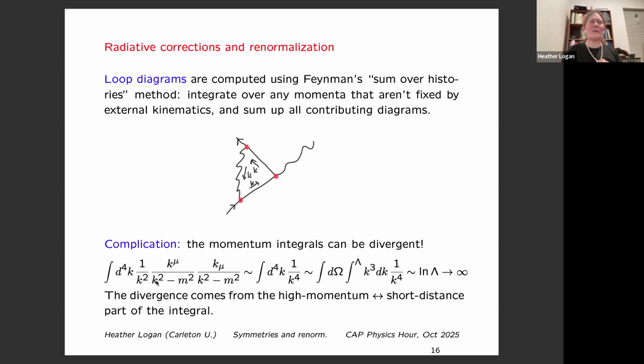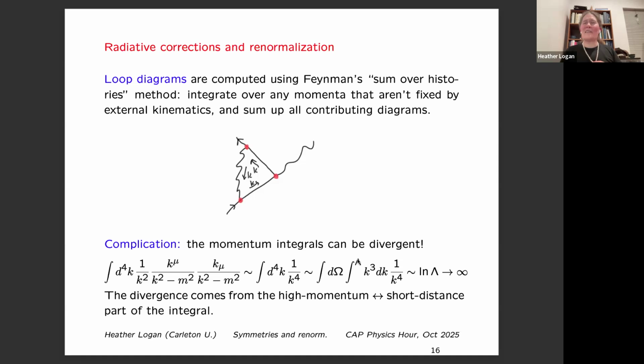And if you look at the powers of k, when k squared is large compared to m squared, there's d4k, 2 powers of k in the numerator, and then 6 powers in the denominator. So that's a net 1 over k to the 4th. And you can do these integrals in basically the 4-dimensional equivalent of spherical coordinates. And if you do that, you get basically a d omega integral.